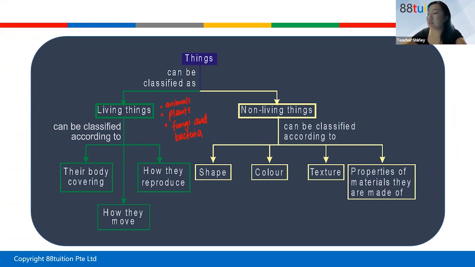So these are the different types of living things that you will need to know. And of course, based on animals, we can further classify them. Okay, this is a classification chart, yeah? We can further classify them according to their body covering, how they reproduce, how they move. But this is mainly for animals. For plants, of course, there's another way to classify. Okay, plants, we can classify them based on flowering, non-flowering, right?